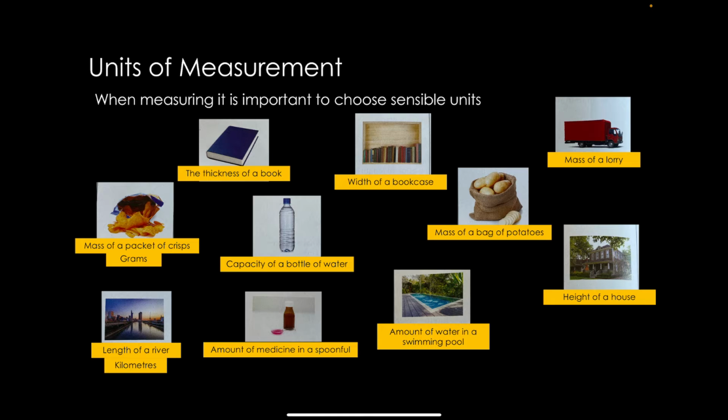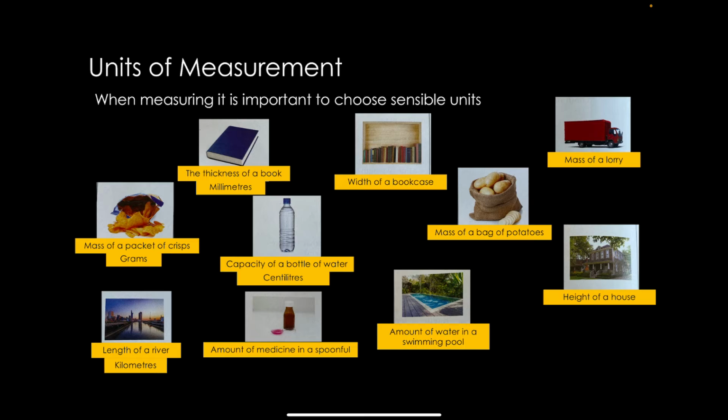The length of a river. Length of a river, it would either be kilometres or maybe miles, depending on whereabouts you are in the world and what you're going to use. The thickness of a book. The thickness of a book we could measure in millimetres. If it was an extra thick book, we would measure it in centimetres, but millimetres is probably your best bet.